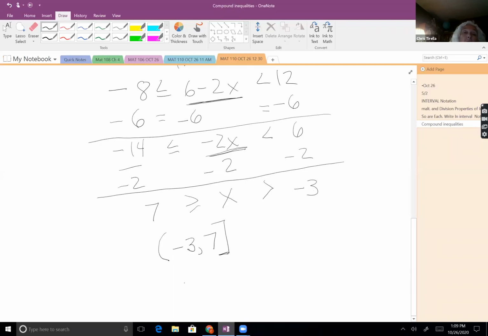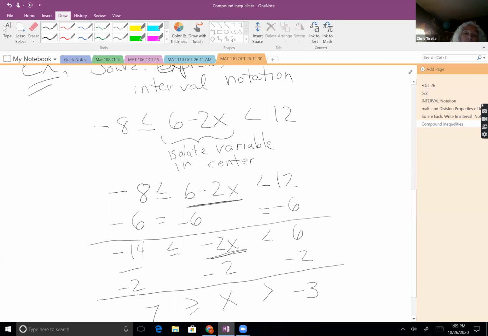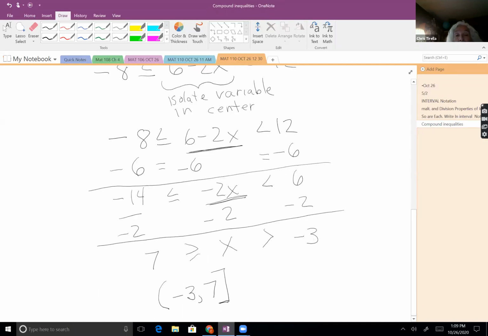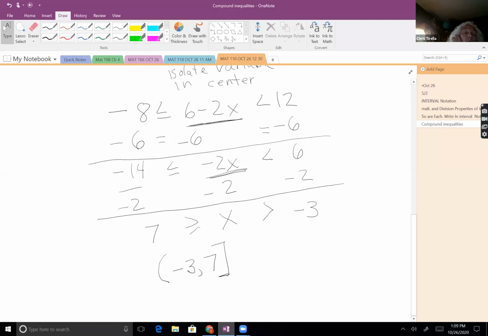And I know that some students, when they first look at that three-way inequality, think that there's too much going on. But you notice I'm doing the exact same thing I would to solve an equation. It's just instead of doing it to 2 parts, I'm doing it to 3. Any questions on that one?